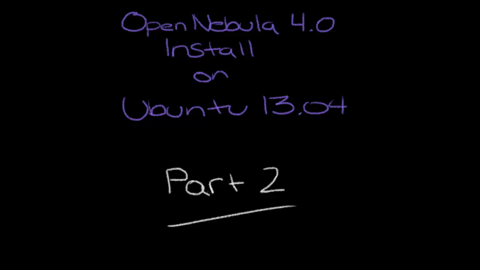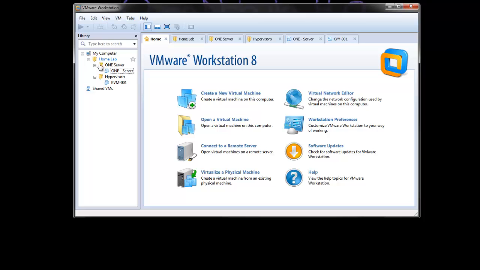Hi everyone, welcome back. This is going to be part 2 where we're going to install OpenNebula 4.0 on Ubuntu Raring, so 13.04. In our previous video we set up our hosts. We created two VMs, the first one being a base install for the front-end server for OpenNebula, and then we cloned that to create a base hypervisor. We'll work on the hypervisor in a different video, but for now, let's get going on the install.